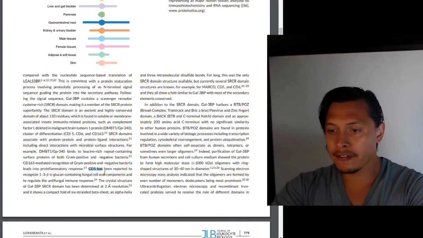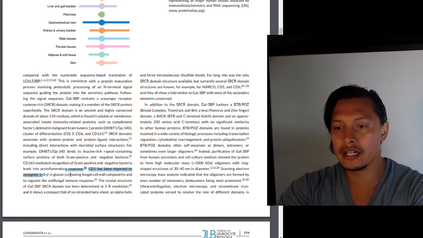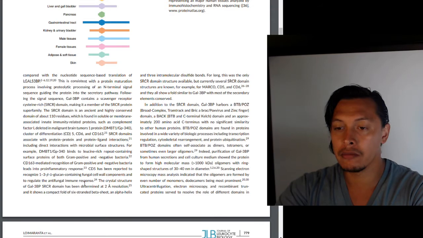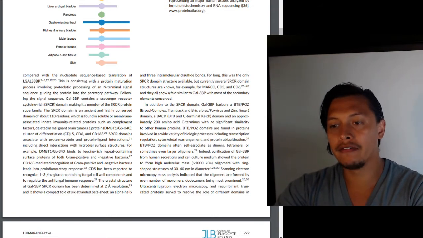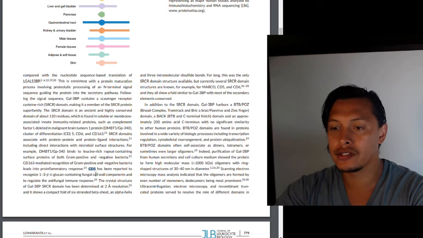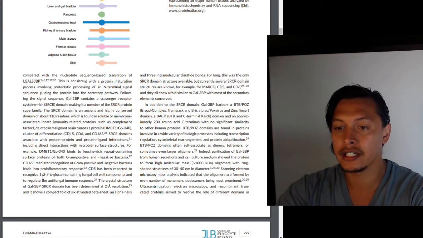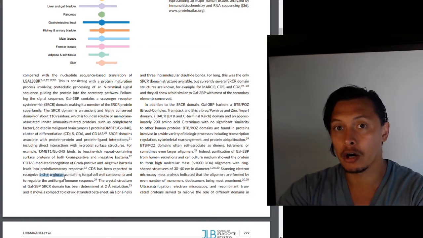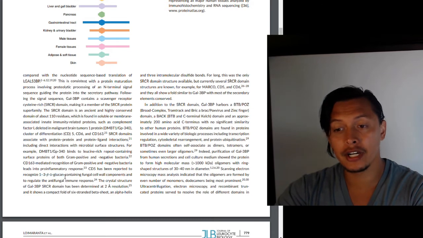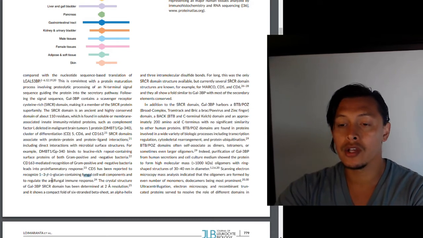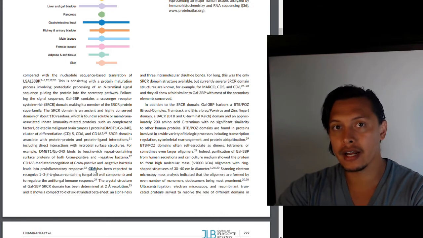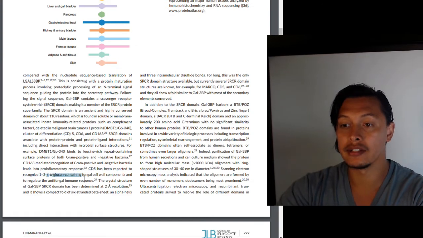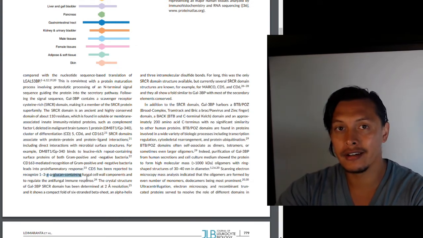So CD5 has been reported to recognize 1,3-beta-D glucan-containing fungal cell wall components and to regulate the antifungal immune response. So you will have these CD5 receptors, and they will be very good at detecting this 1,3-beta-D glucan carbohydrate. This carbohydrate is very common on the fungal cell walls, and so CD5 will recognize those particular glycans, and by discovering them, it can then warn everyone, hey, there is a fungus here, we need to kill it.